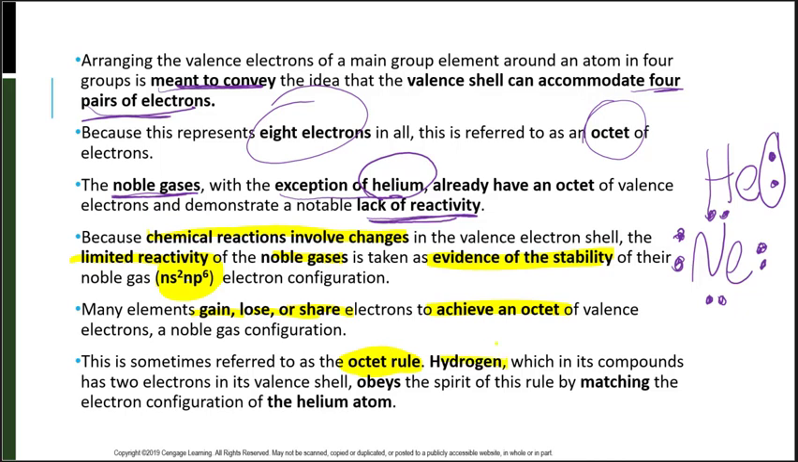Hydrogen, which in its compounds has 2 electrons in its valence shell, obeys the spirit of this rule by matching the electron configuration of the helium atom. Helium we know has 2. Hydrogen has 1 outermost electron, but when it bonds with another lone electron from somewhere else, it then will have those 2, which is like helium.